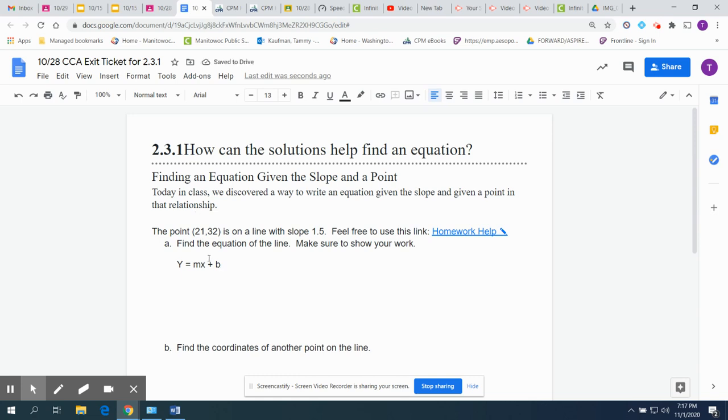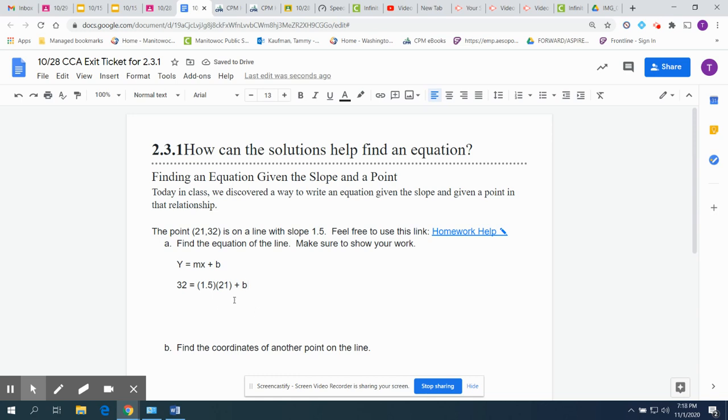So instead of y, I'm going to put 32 because that's my y coordinate, equals, instead of m, I'm going to put in 1.5. Instead of x, I'm going to put in 21, then plus b. And now I'm going to solve for b. So this is like solving an equation. Oops, sorry, this should be 21. So now I have to solve for b.